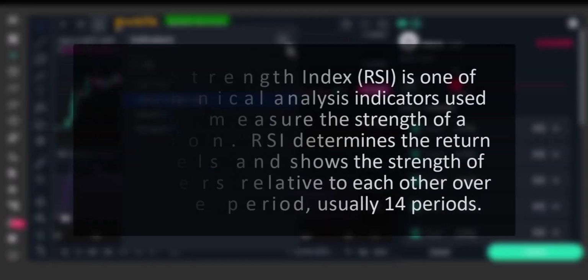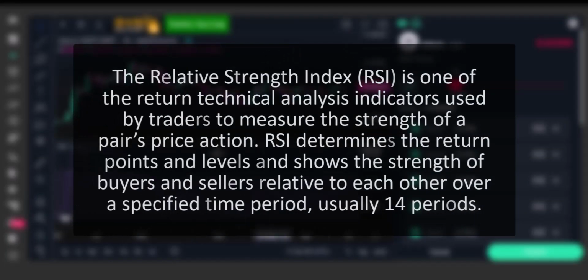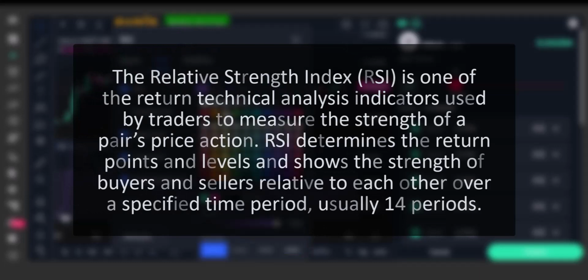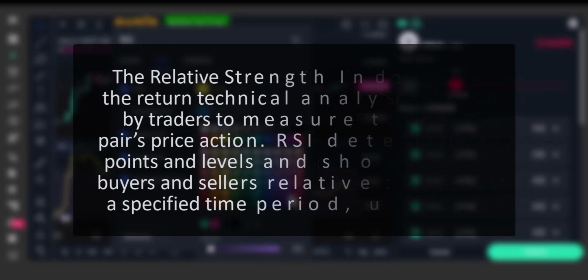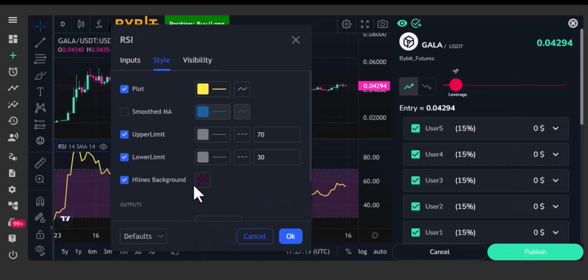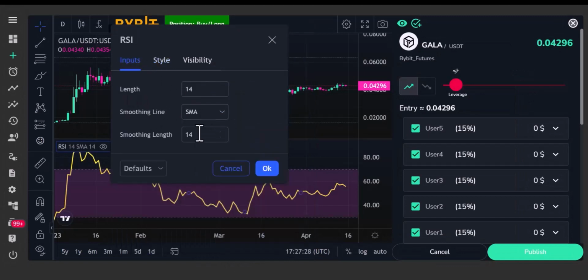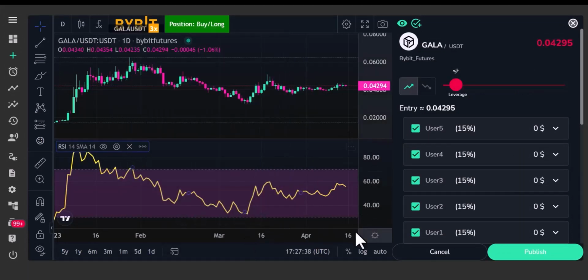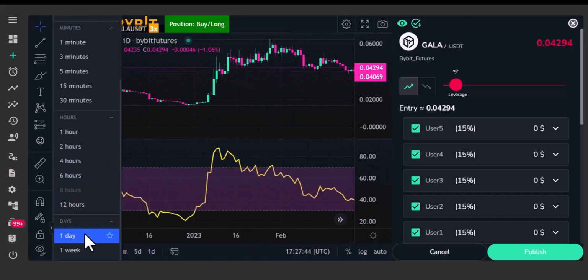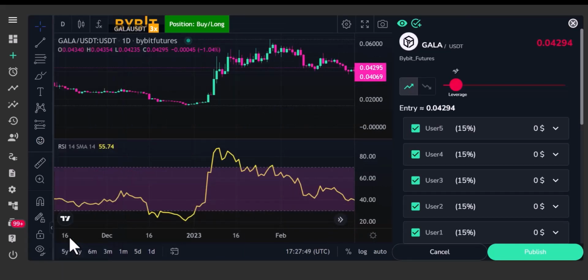The Relative Strength Index is one of the popular technical analysis indicators used by traders to measure the strength of a pair's price action. RSI determines the reversal points and levels and shows the strength of buyers and sellers relative to each other over a specified time period, usually 14 periods.